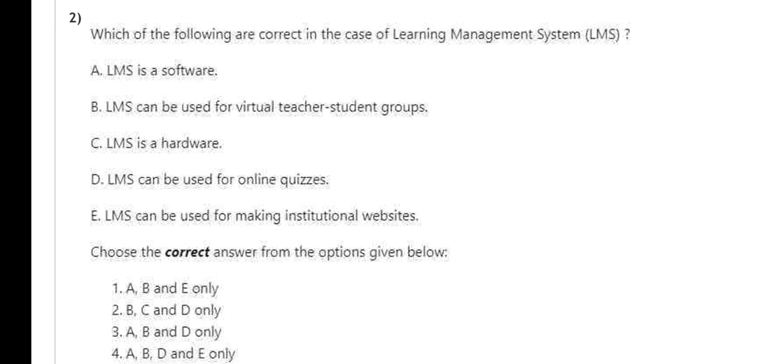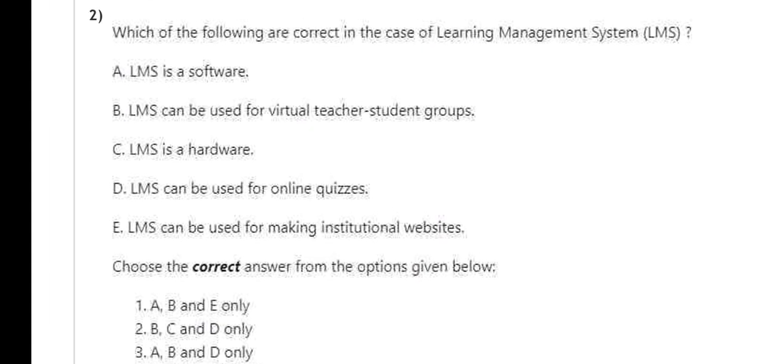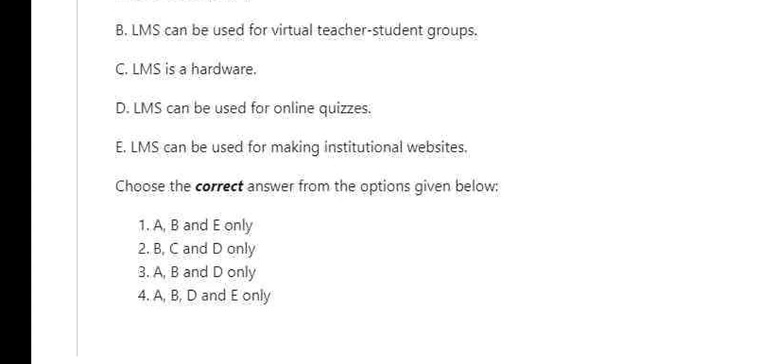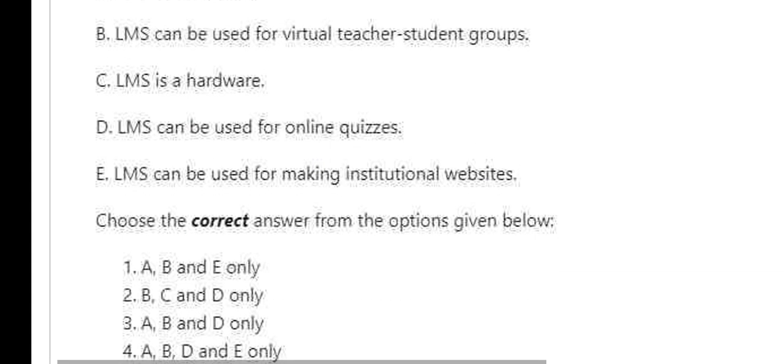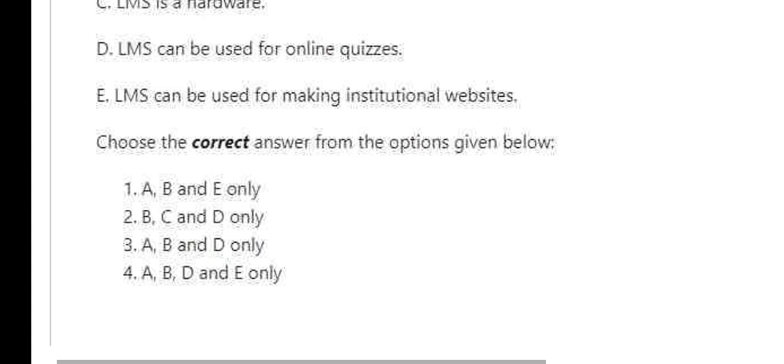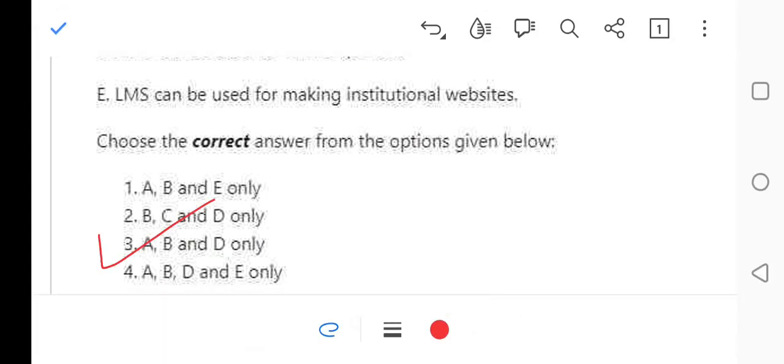Next question, which of the following are correct in the case of learning management system, LMS in short? A: LMS is a software. B: LMS can be used for virtual teacher-student groups. C: LMS is a hardware. D: LMS can be used for online quizzes. E: LMS can be used for making institutional websites. Now choose the correct answer from the options given below. A, B, E; B, C, D; A, B, D; A, B, D, E. So option C, that means A, B, D, that is 3 will be correct.